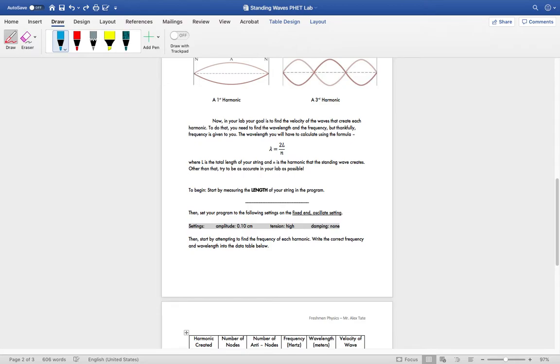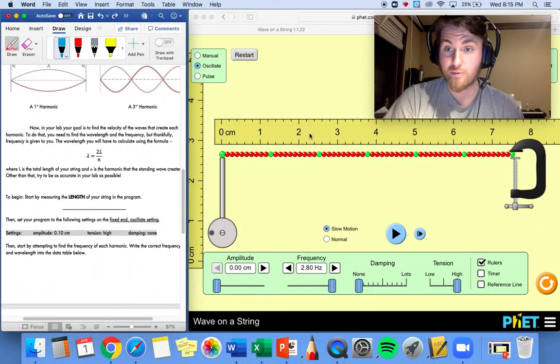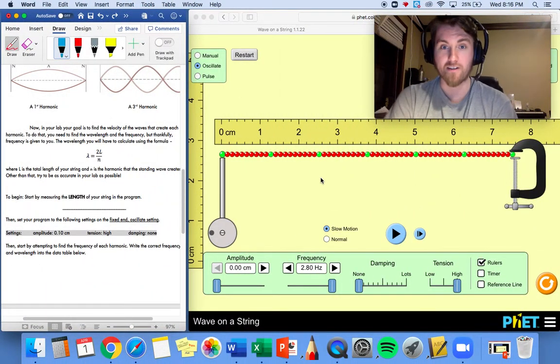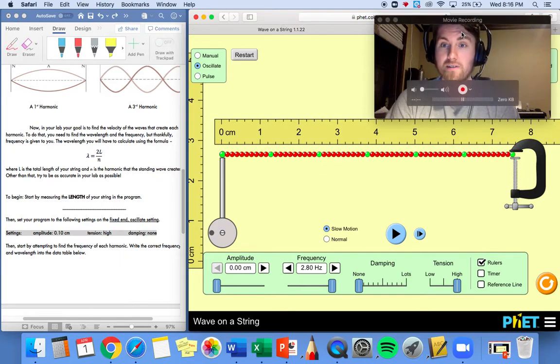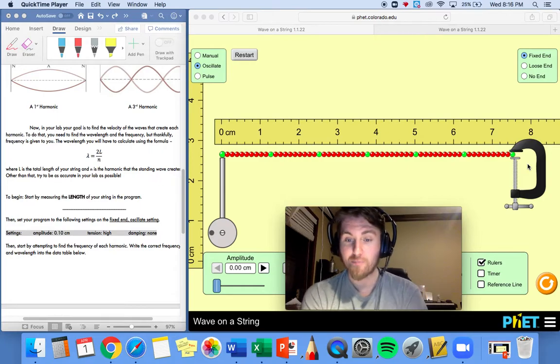And it says, to begin, start by measuring the length of your string on the program. So the program is right here. It's the PhET simulation that we were using last time. Let me first move down to the bottom, and we can talk about your settings.